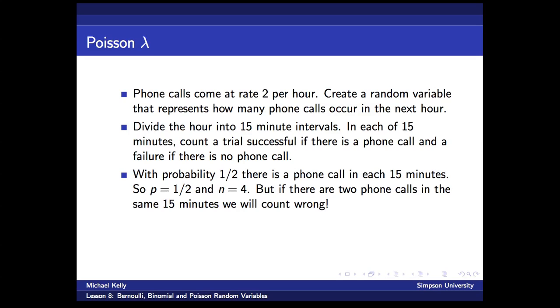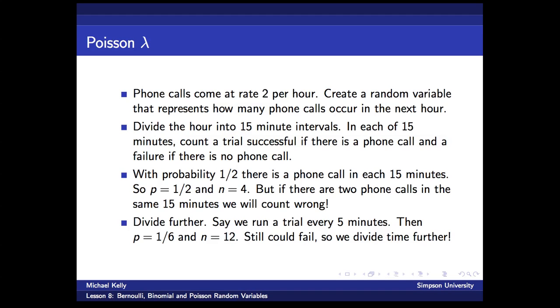But this doesn't count quite right, because if there are 2 phone calls in the same 15-minute interval, then we've only counted it one time. We've counted it once as being successful. But we should have counted it twice because we had 2 phone calls. So we could chop up the intervals even further. That way maybe the 2 phone calls would come in different time intervals.